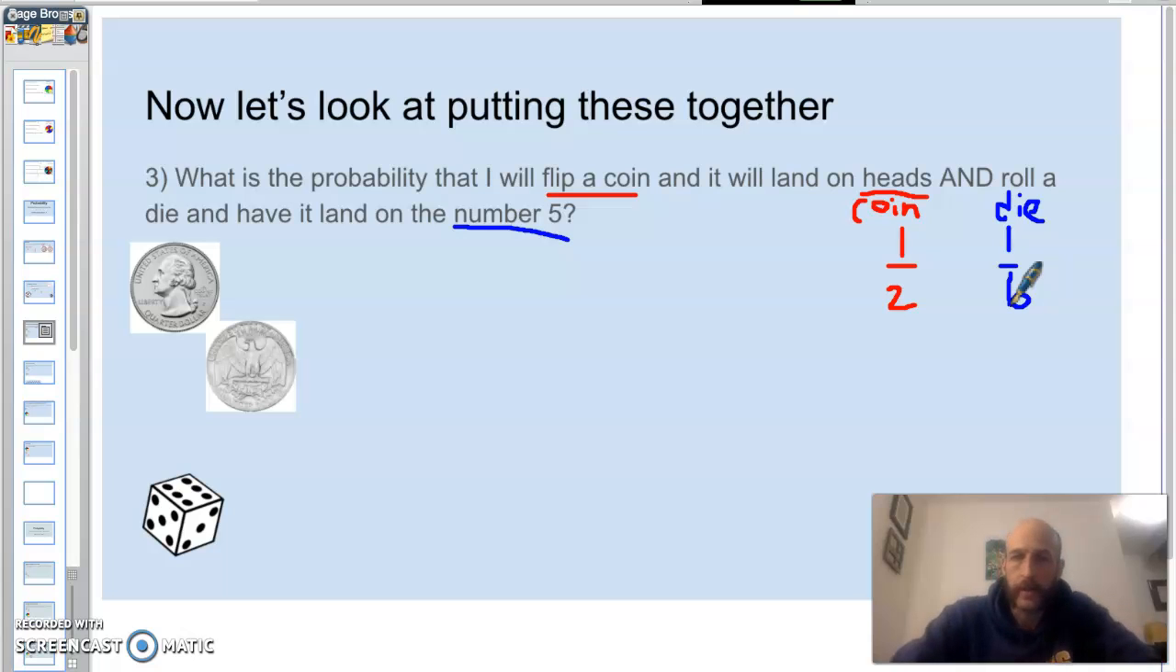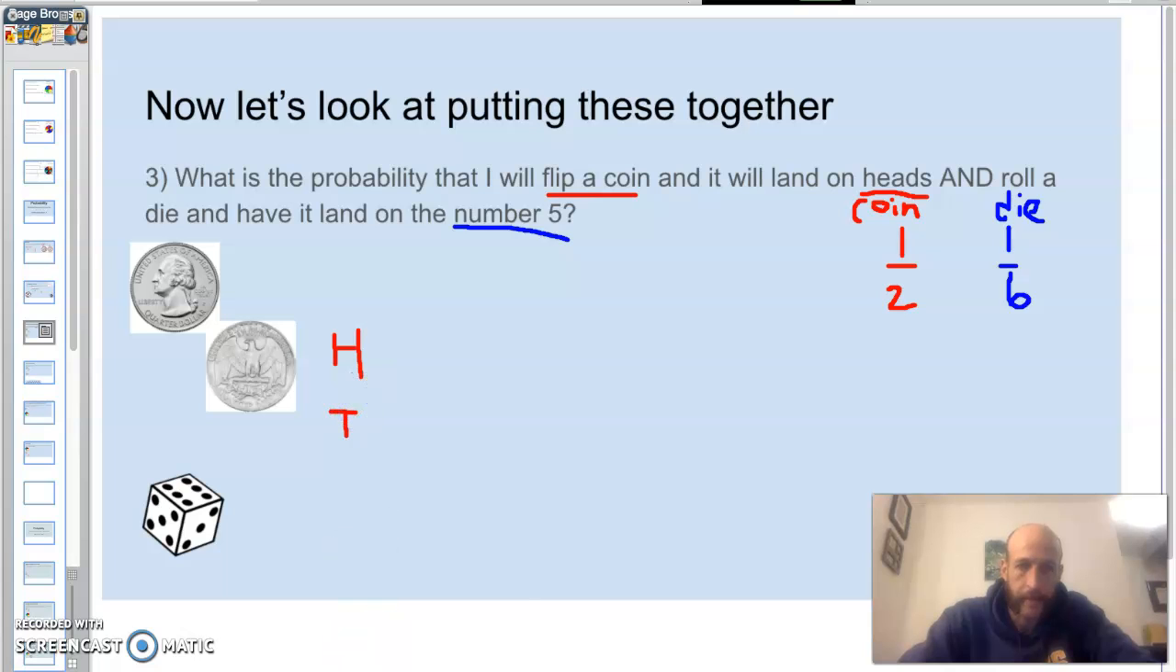So in order to understand the probability of both of these things happening, it is really helpful to be able to draw an area model or a table to help us organize this. So we're going to talk about the coin first because that's what came up in the question first. And all we're going to do is list what could happen. Well, when I flip a coin, there are 2 things that could happen, heads or tails.